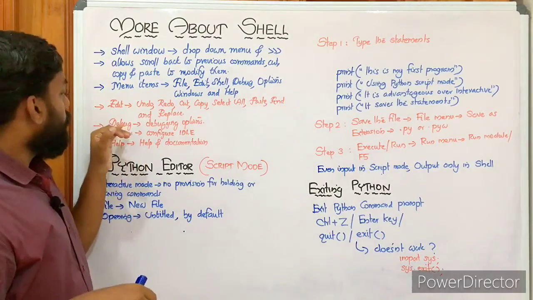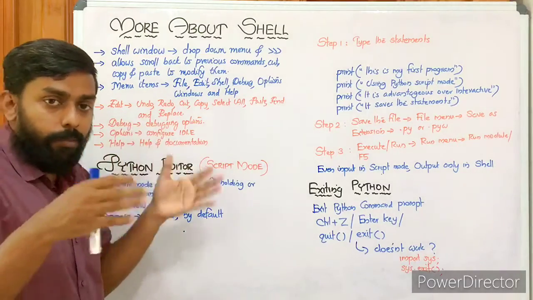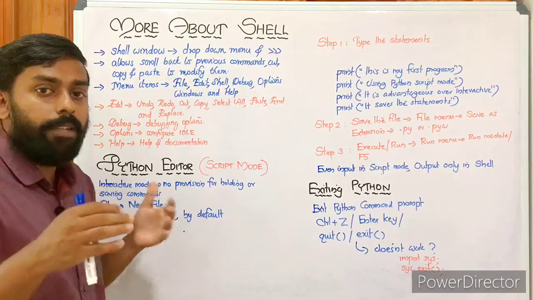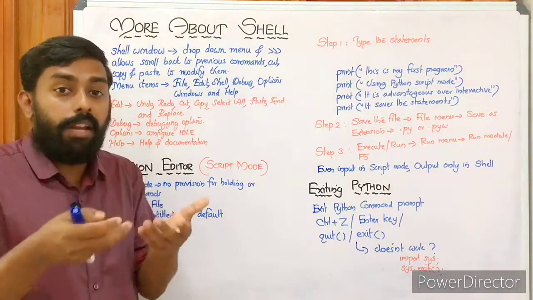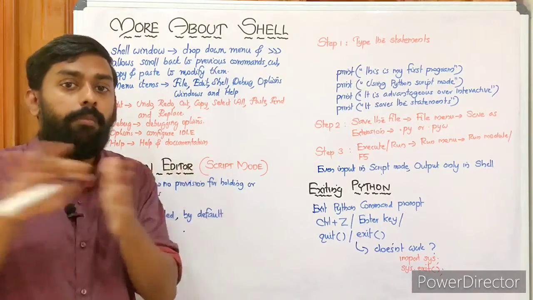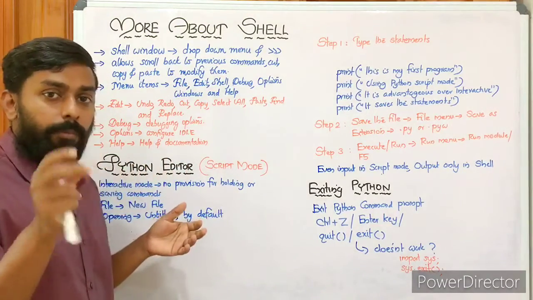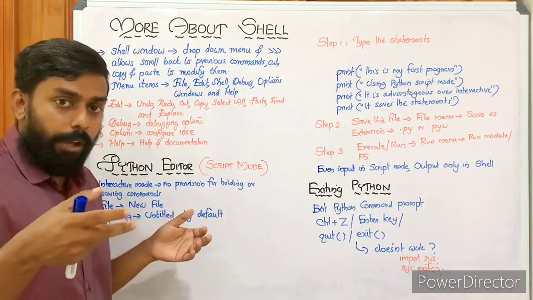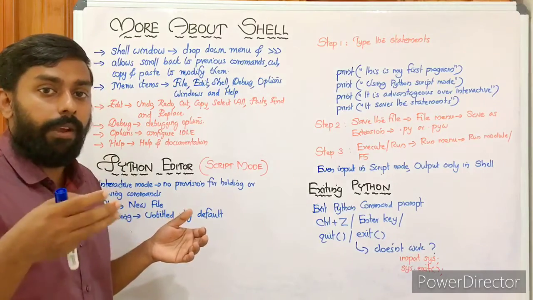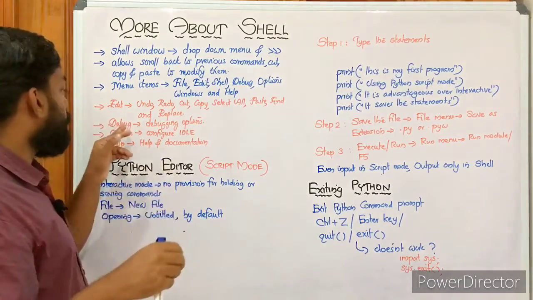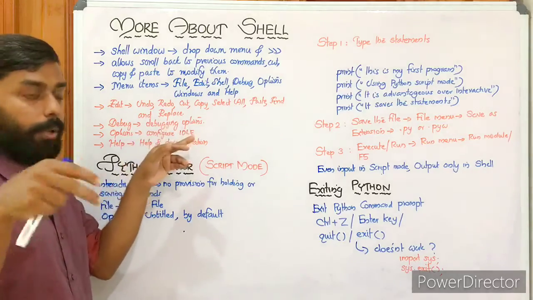Now debug: it is provided with debugging options. Debugging means identifying and rectifying errors, identifying and removing errors, making the code error free. That's what bug actually means: error. Debugging means the process of identifying and removing errors. So the debug menu offers some debugging options.